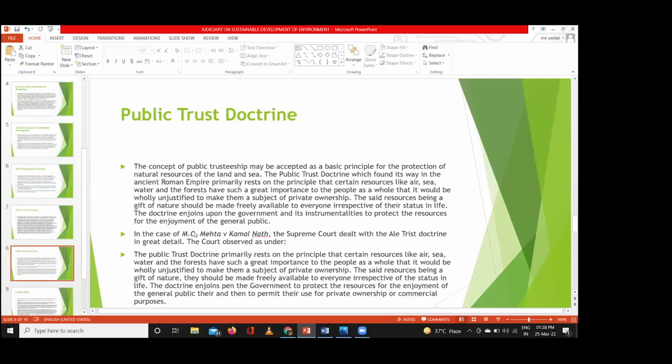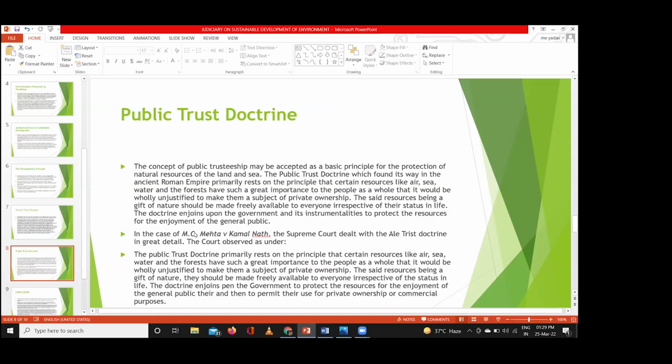Then there is the last, the public trust doctrine. This doctrine, which found its way from the ancient Roman Empire, primarily rests on the principle that certain resources like air, sea, water, and forest have such great importance to the people as a whole that it would be wholly unjustified to make them a subject of private ownership. The said resources, being a gift of nature, should be made freely available to everyone, irrespective of their status in life. The doctrine enjoins upon the government and its instrumentalities to protect the resources for the enjoyment of the public.